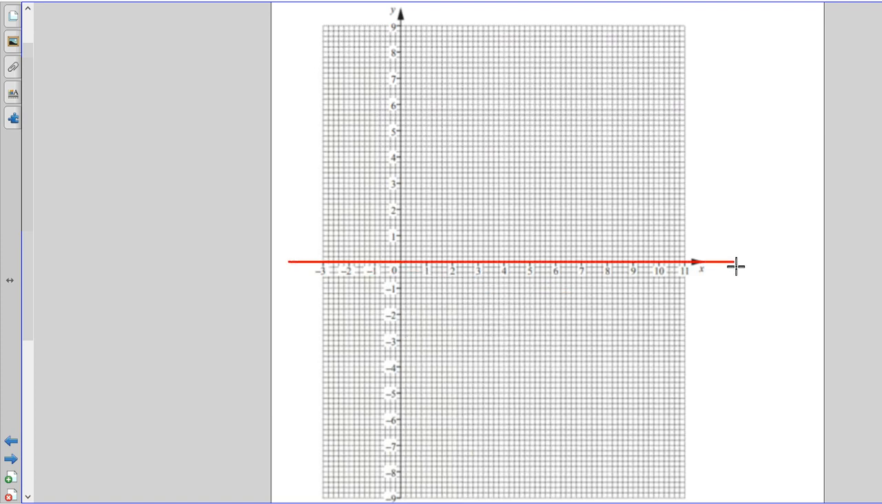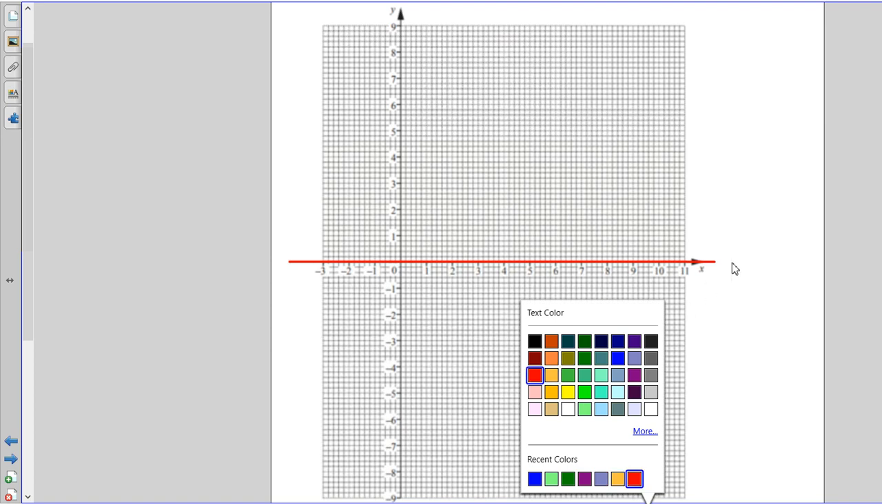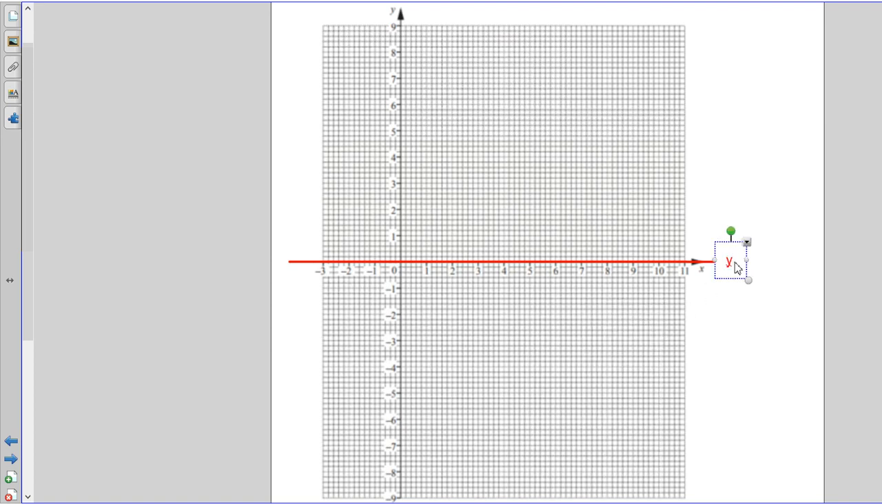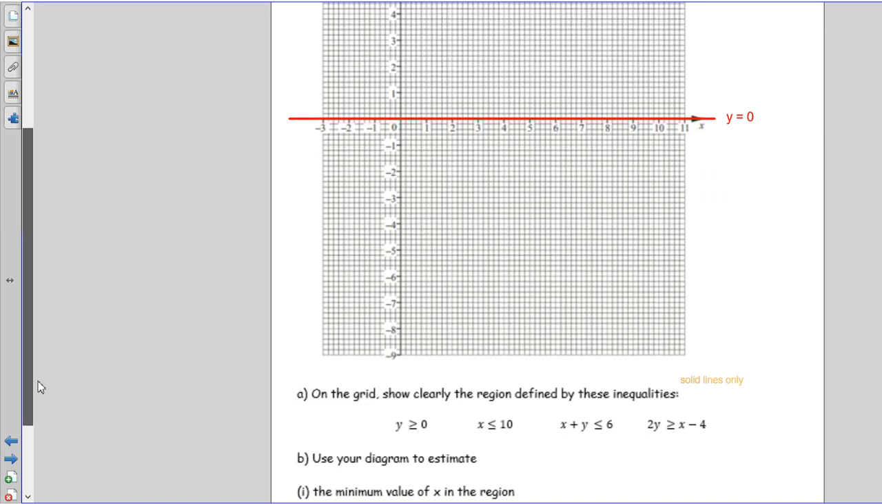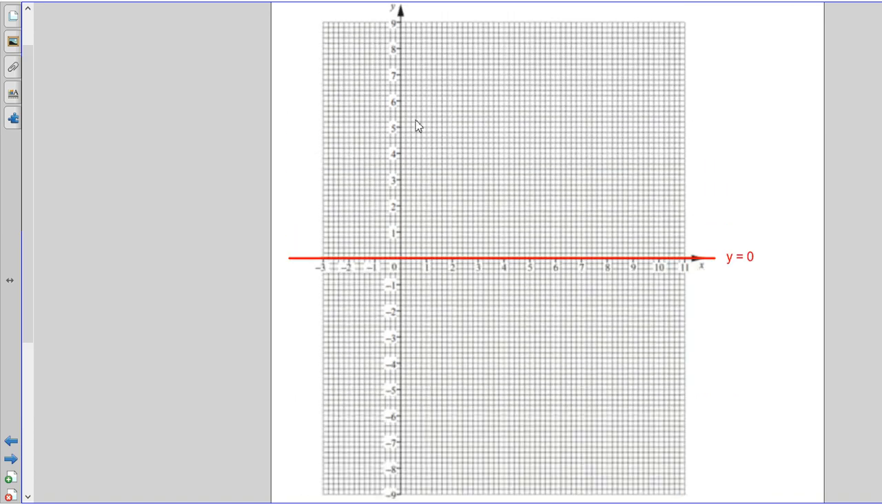Here it is. Now let's label it in 18 point red. So label y equals 0 is the line, technically. And it's saying y is greater than or equal to 0, so it'd be all of the above part here.